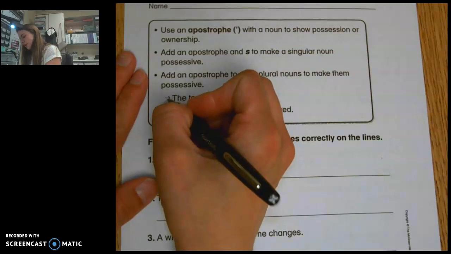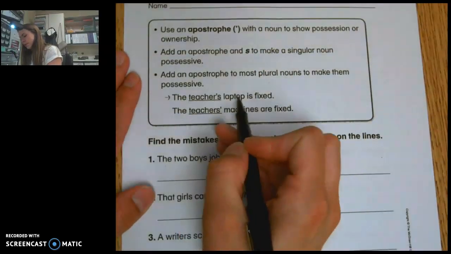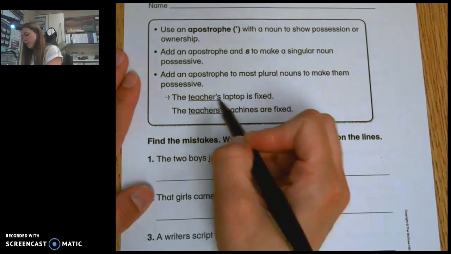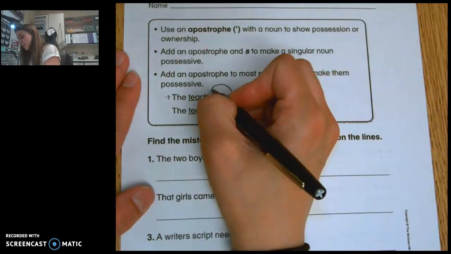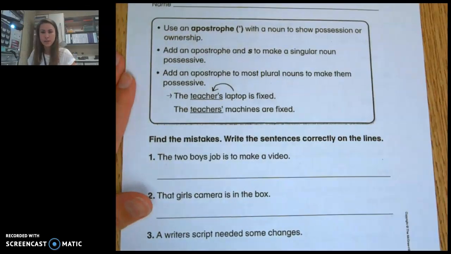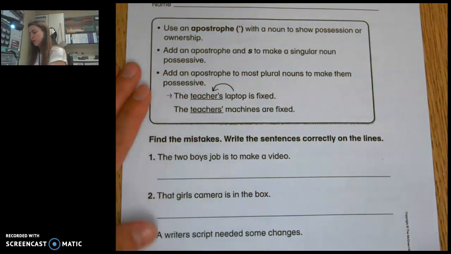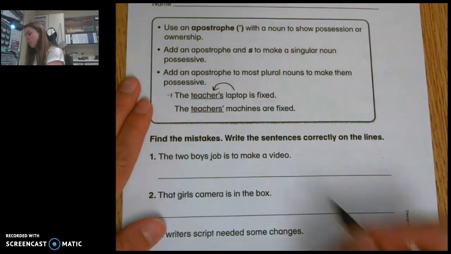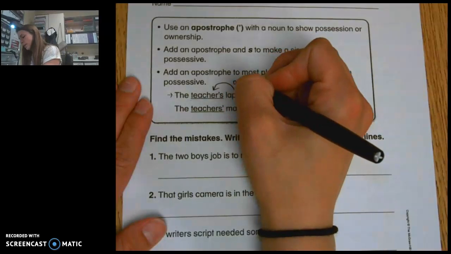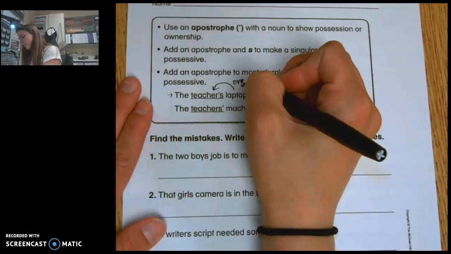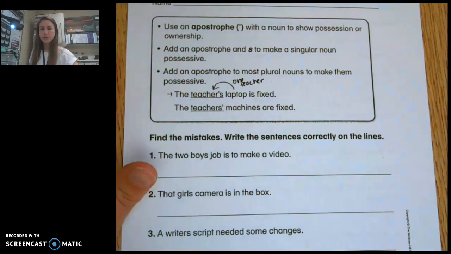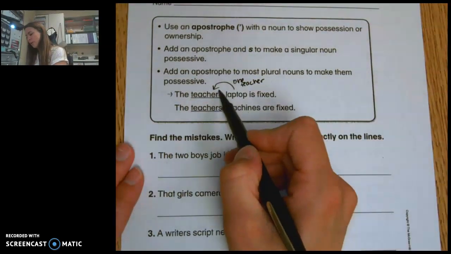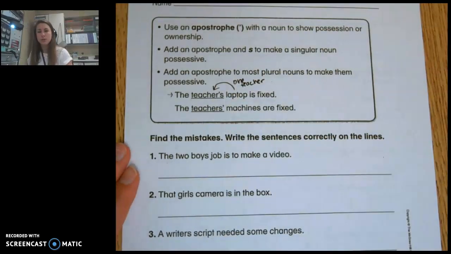You'll see in this first sentence that we have the teacher's laptop is fixed. They have apostrophe S with teacher to show that this laptop belongs to the teacher. It is hers. So you have the apostrophe then S because there is only one teacher. There's one teacher and she has a laptop that needs fixed. So you have one teacher, but it's her laptop. You're putting this apostrophe S to show that she owns the laptop.